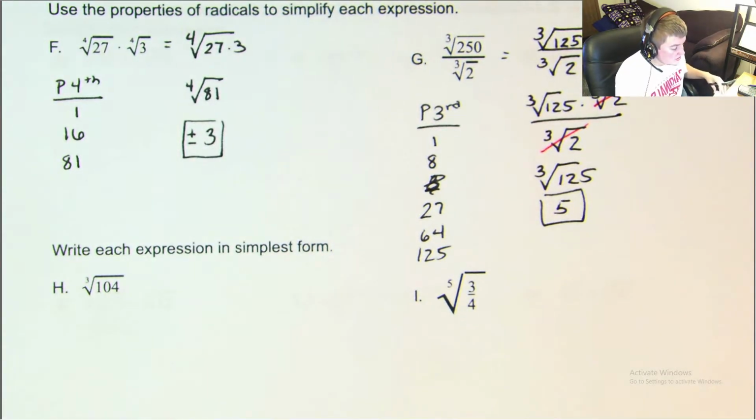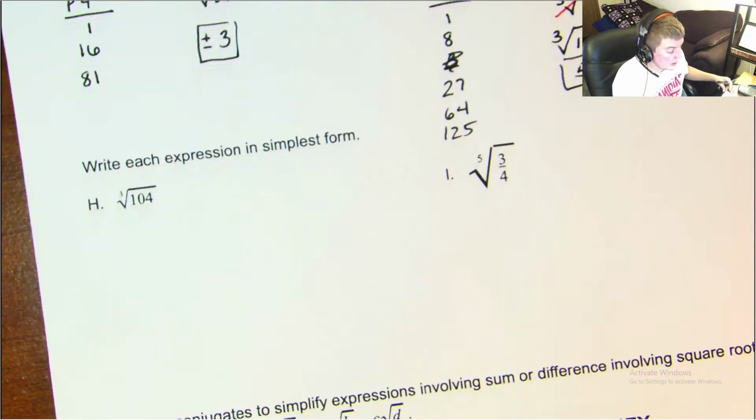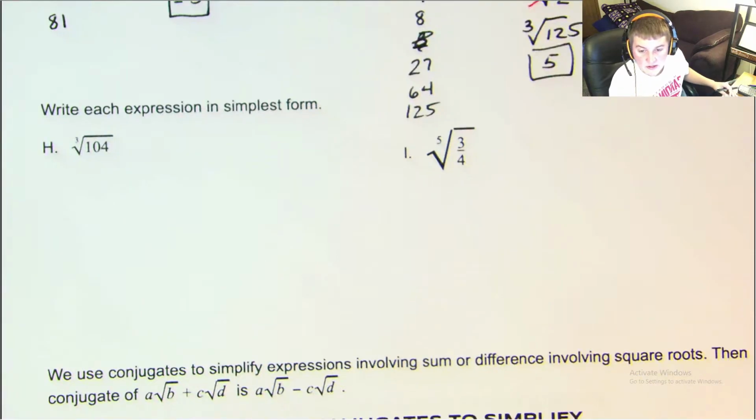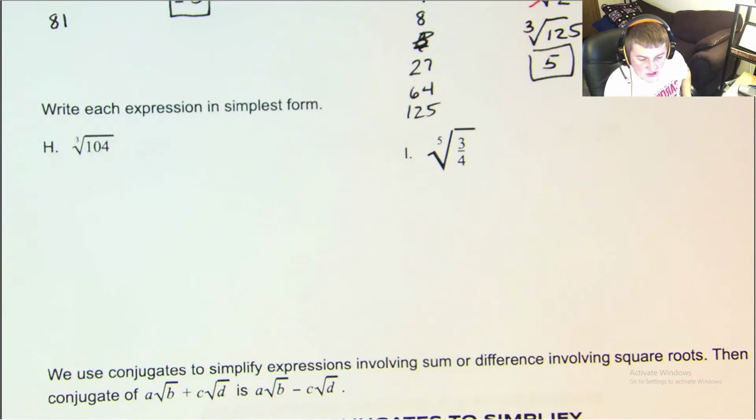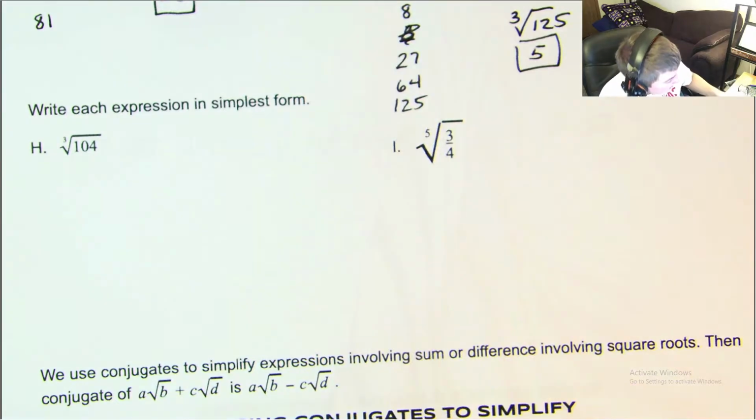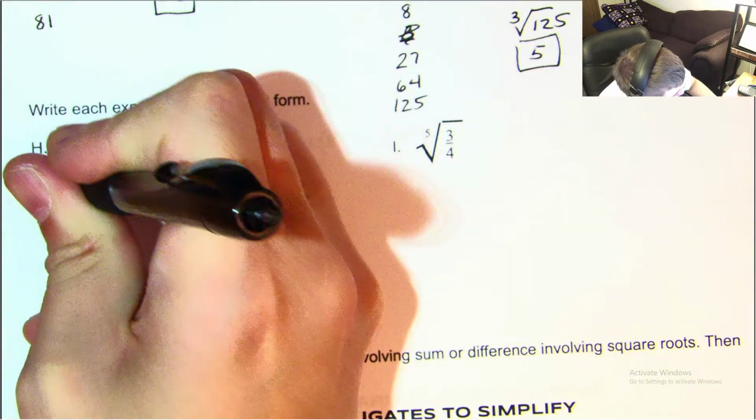Okay, let's go ahead and do H and I. H and I, we have to do a little bit of work. And these ones aren't split up for me, and 104 is not a perfect cube. We actually have our perfect cubes listed out over here, so there's no need to go ahead and do that again.